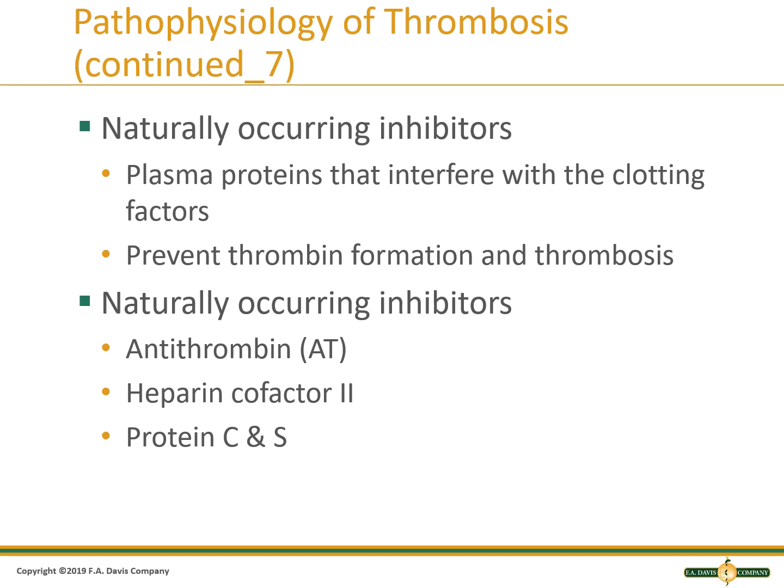Naturally occurring inhibitors are plasma proteins, and they're going to interfere with the clotting factors. They prevent the thrombin formation and thrombosis, so they prevent the blood clot from forming. Naturally occurring inhibitors are antithrombin, heparin cofactor 2, protein C and S.